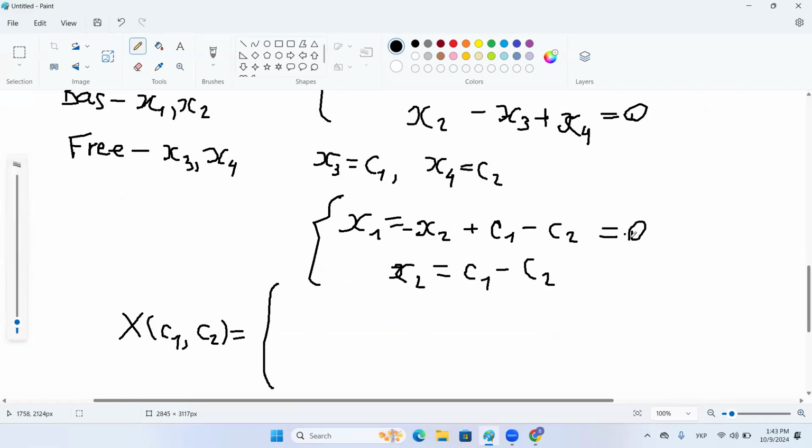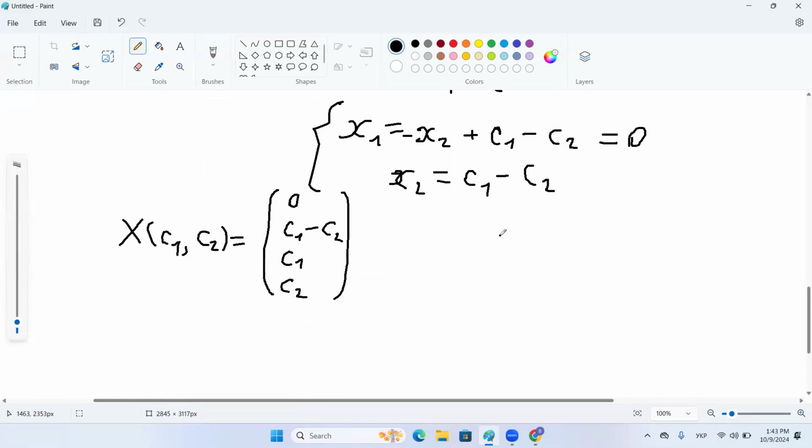That's just a partial case. So here is C1, C2, 0, C1 minus C2, and the basis will be the fundamental system of solutions. By the way, let's write it in such a way, the correct form of recording.